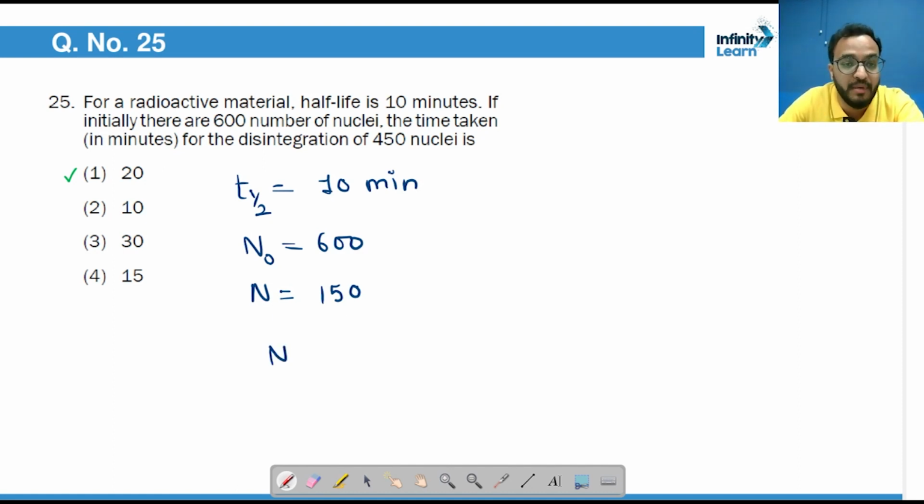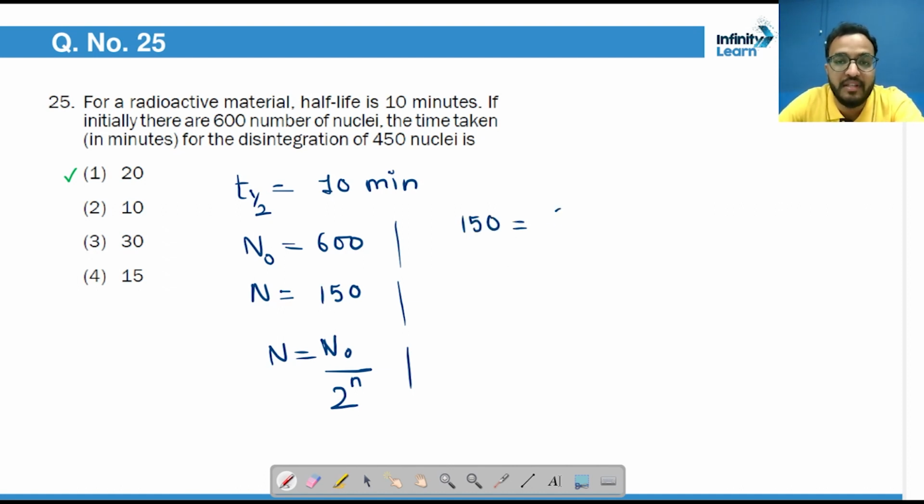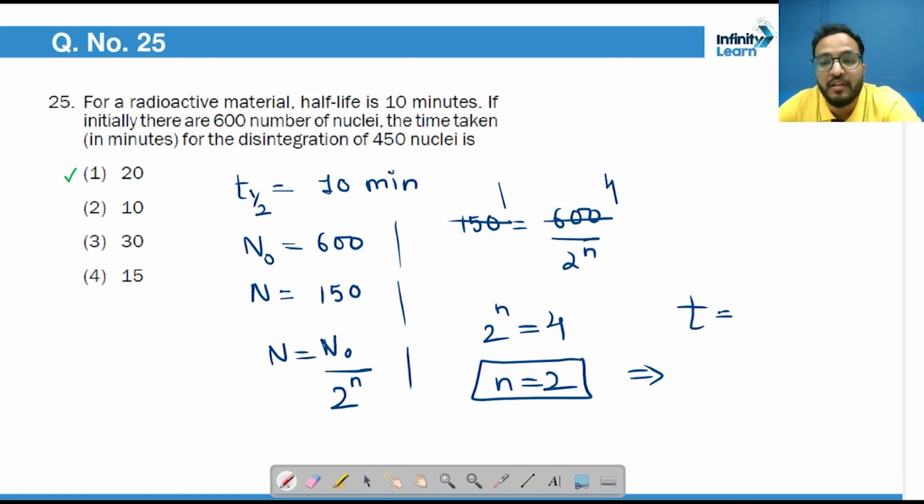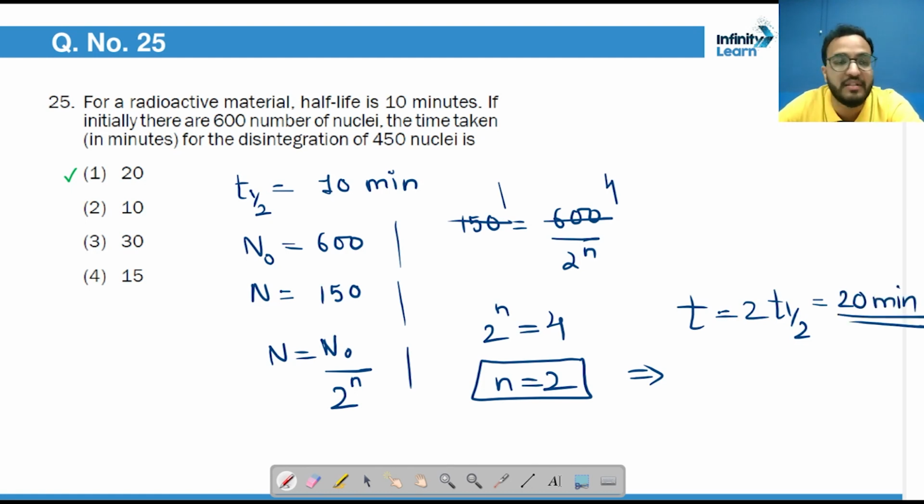Okay, and the formula is N equals N naught upon 2 to the power n, where small n is the number of half lives that have happened, right? So it is 150 equals 600 upon 2 to the power n. 150 ones are 150, 4 ones are 600, so 2 to the power n will be 4 and n will be equal to 2. That means how many half lives have passed? 2 half lives. What is 1 half life? 10 minutes. So 2 half lives will be 20 minutes. So the correct answer is 20 minutes for this particular question.